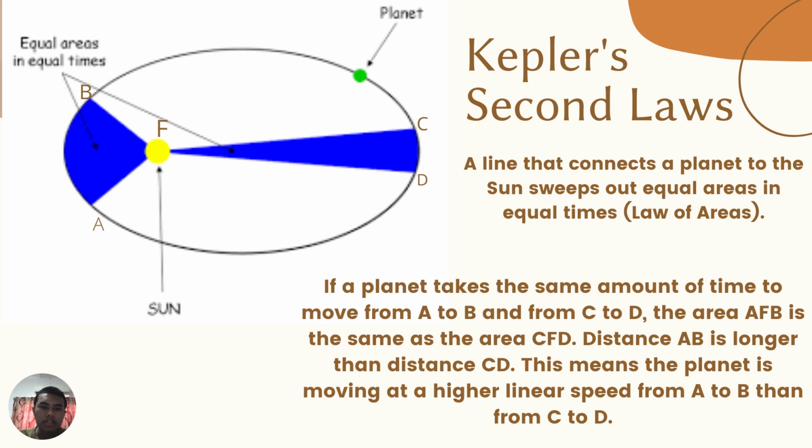If a planet takes the same amount of time to move from A to B and from C to D, the area of AFB is the same as the area of CFD. The distance AB is longer than distance CD. This means the planet is moving at a higher linear speed from A to B than from C to D.